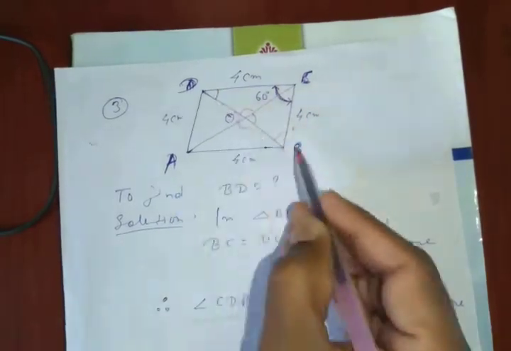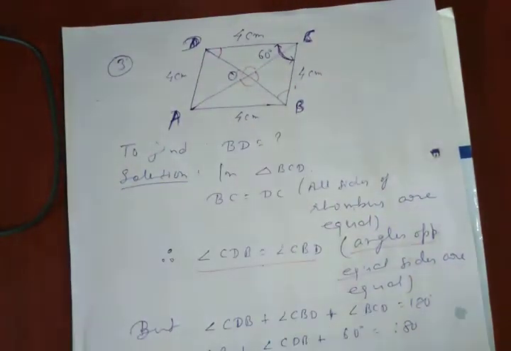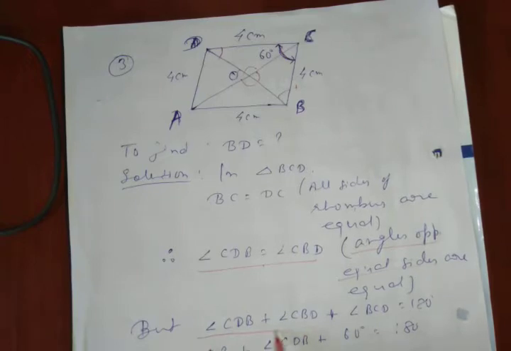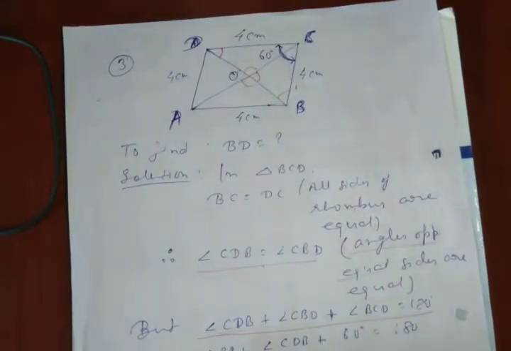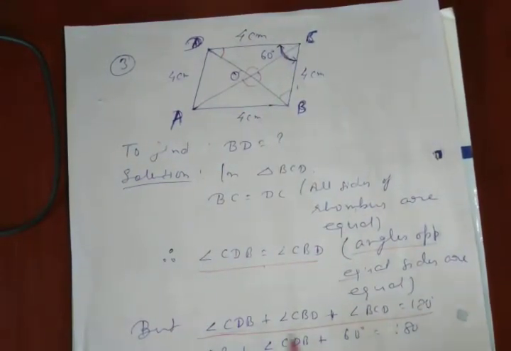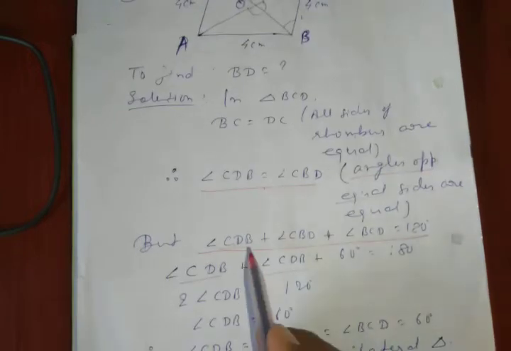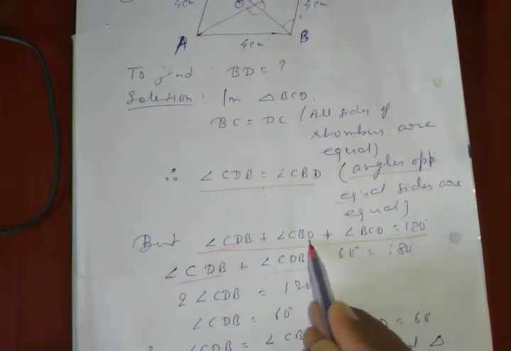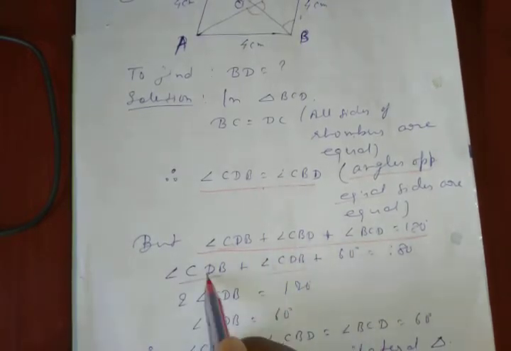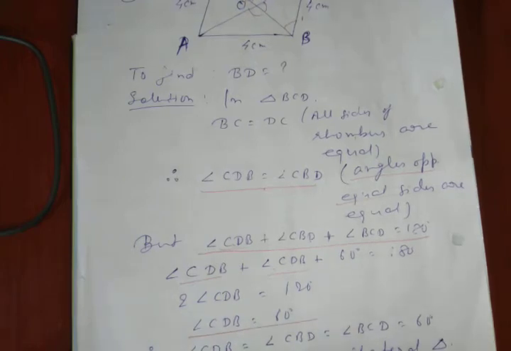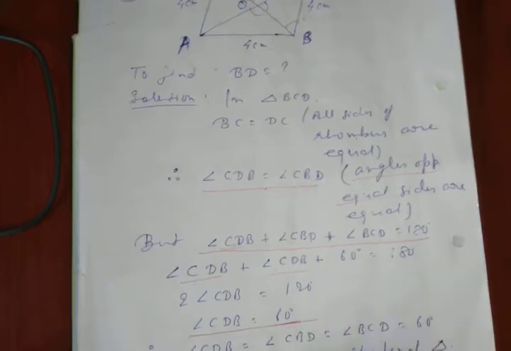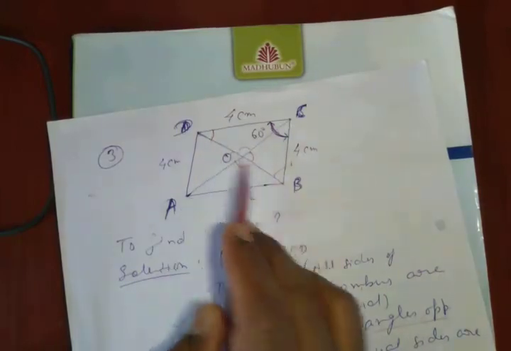Here use the angle sum property of the triangle: CBD plus CDB plus this angle equal to 180. Because these two angles are equal, we can write CDB in place of CBD, or CBD in place of CDB. Both are equal. So write this, and then find angle CDB. So CDB is equal to how much? 60 degrees here. So this is 60, this is 60, this is 60.